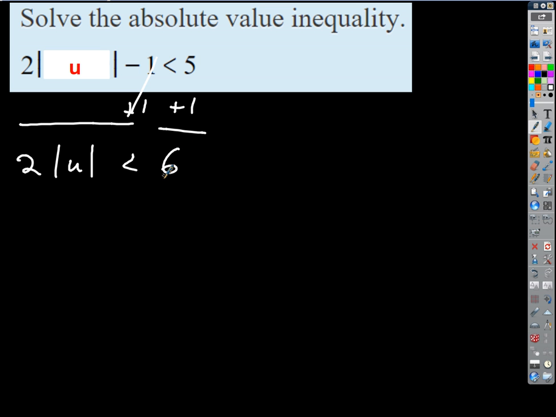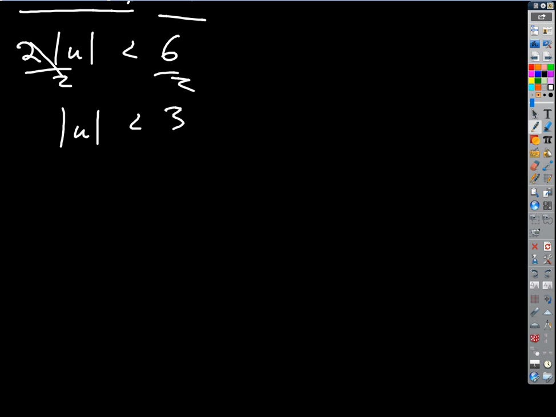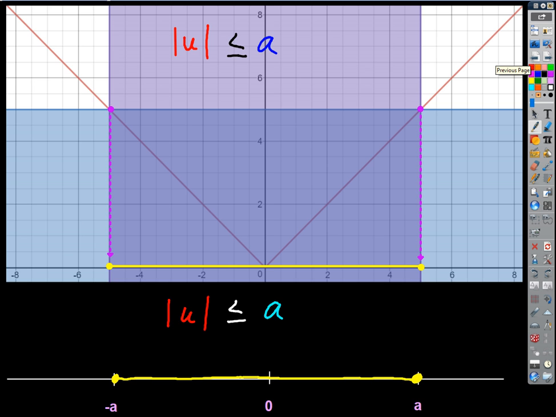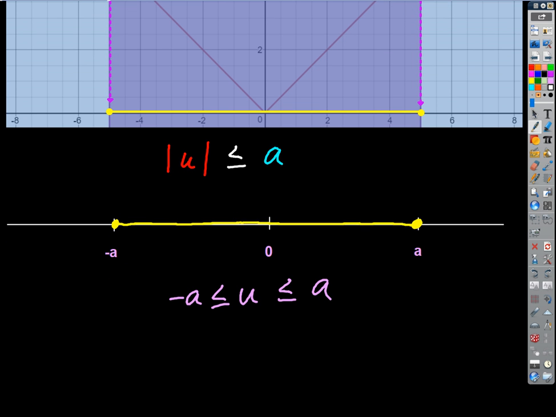Yep. Now what? Divide by 2. If I divide by a positive, I don't have to flip the direction of the inequality, right? Only if I divide or multiply by a negative. So I end up with the absolute value of u is less than 3. Now what's the trade I make there? If we go back and look, there's the trade I make, right? If the absolute value of u is less than or equal to the horizontal line, then those are only going to be the x values between negative a and positive a, right?